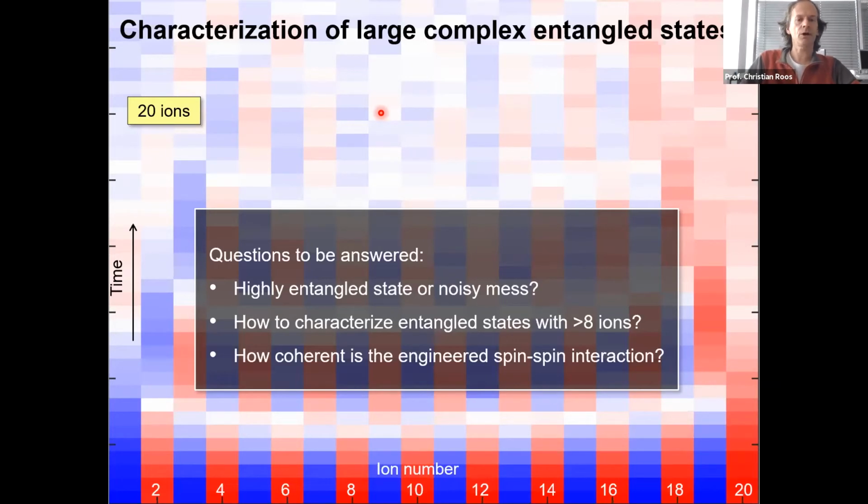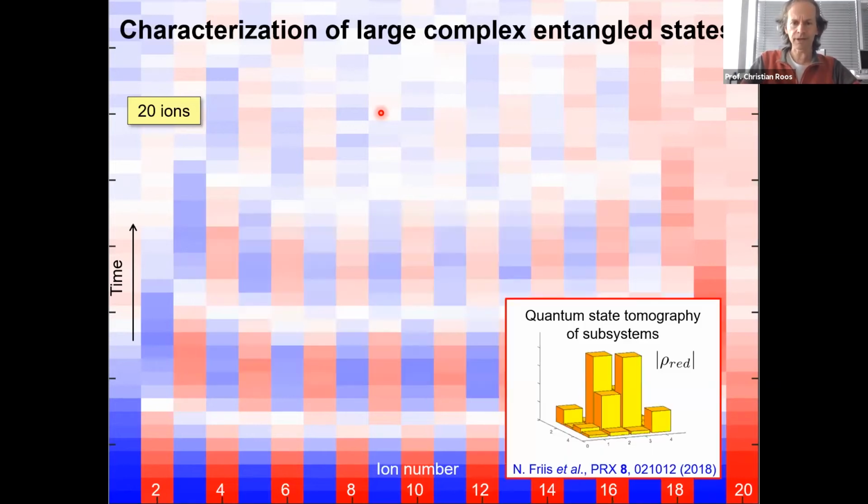Or we could ask how coherent is the engineered spin-spin interaction in our experiments. And so these are questions which tell us that a characterization of the resulting state that we expect to be highly entangled is an important part of our experiments. And we have done a couple of different experiments along these lines.